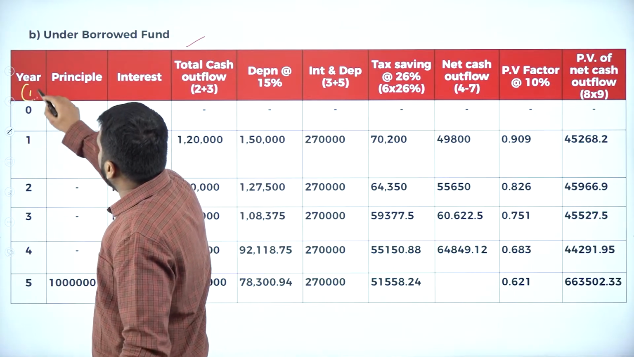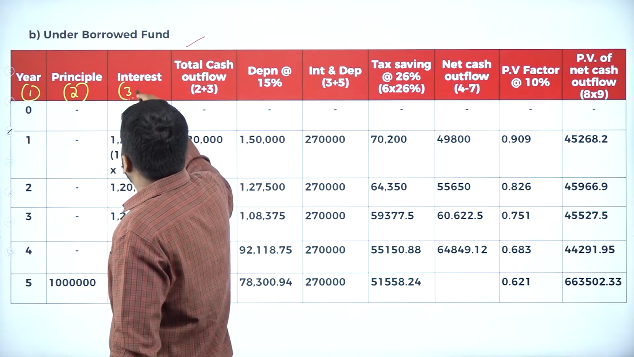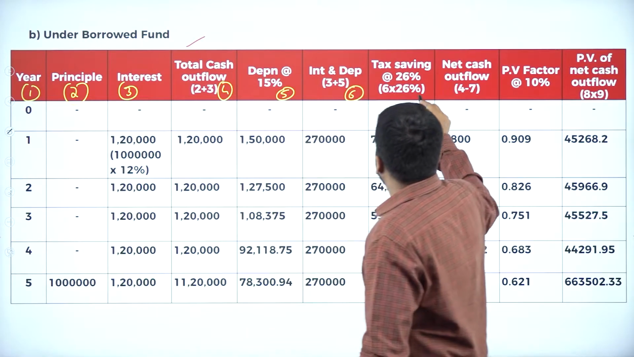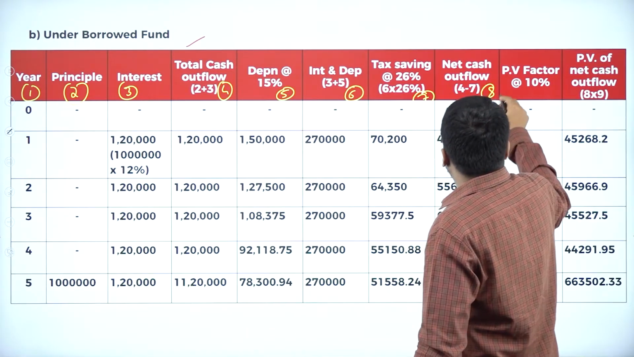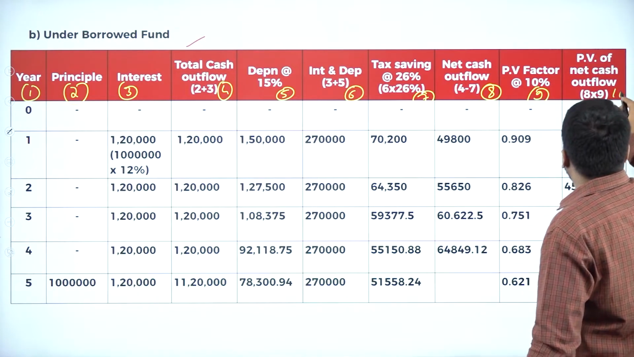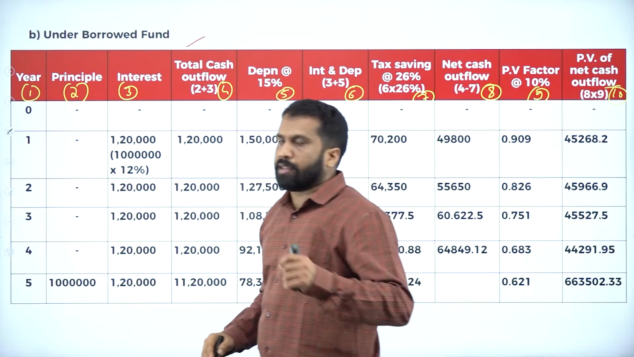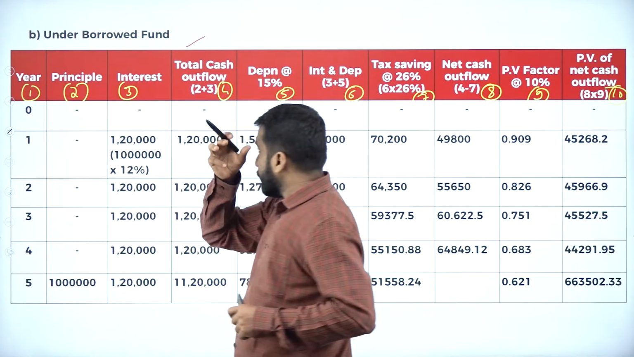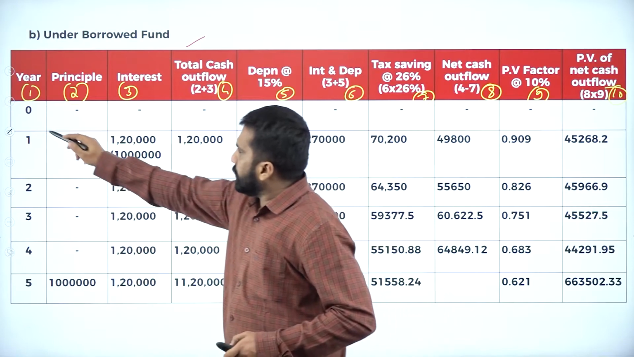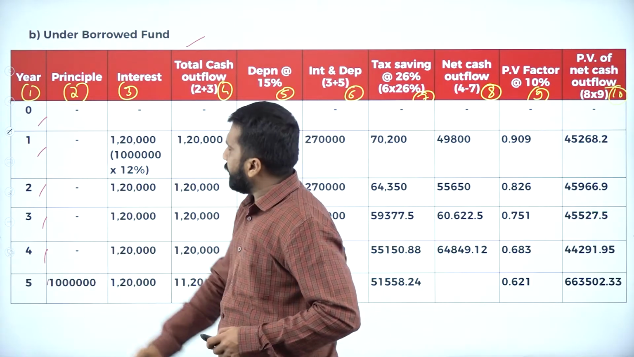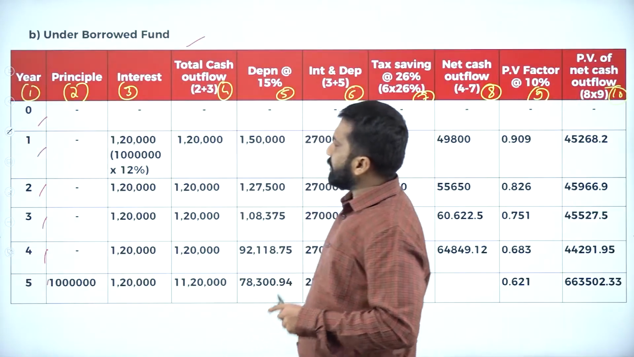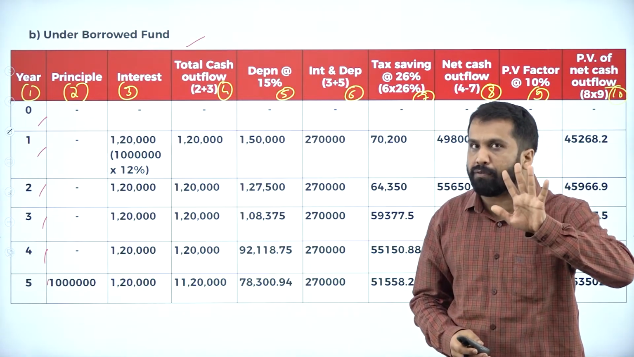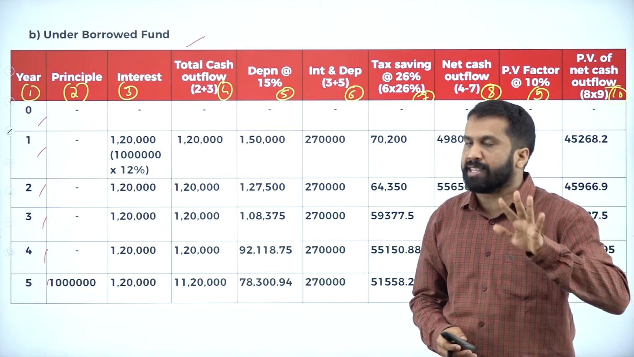This is column number 1, column number 2, column 3, column 4, column number 5, 6, 7, 8, 9, and 10. These are the columns we have. Now, if you calculate this, first column will be what? 0, 1, 2, 3, 4, 5. So your asset life is how many years? Only 5 years. If you go for borrowed fund, life of the asset, 5 years.